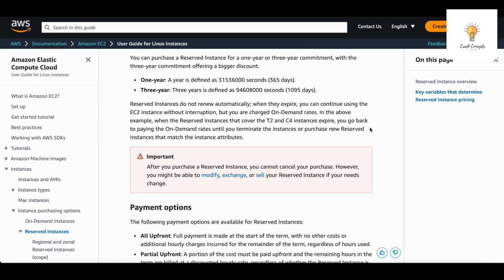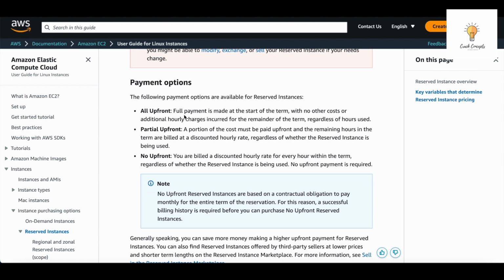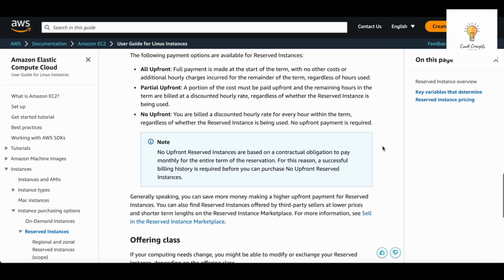You have to pay as per the on-demand instance rates. And the payment options: there are three payment options. All upfront, where you pay everything at once. Or partial upfront, where half the money is paid beforehand and the other half is paid on an hourly basis. And then no upfront. You are billed a discounted hourly rate for every hour within the term, regardless of whether the reserved instance is being used. No upfront payment is required.